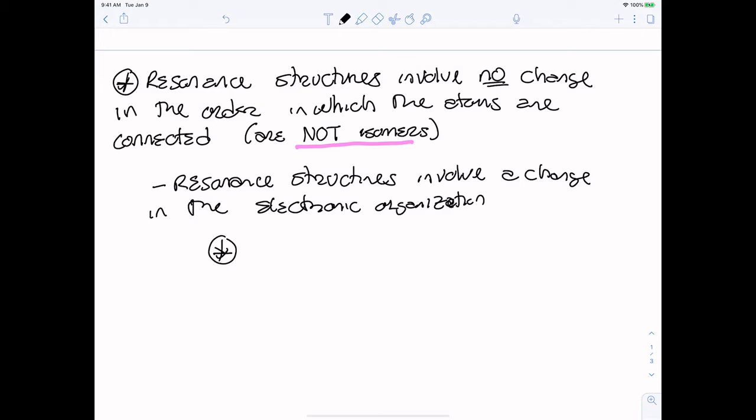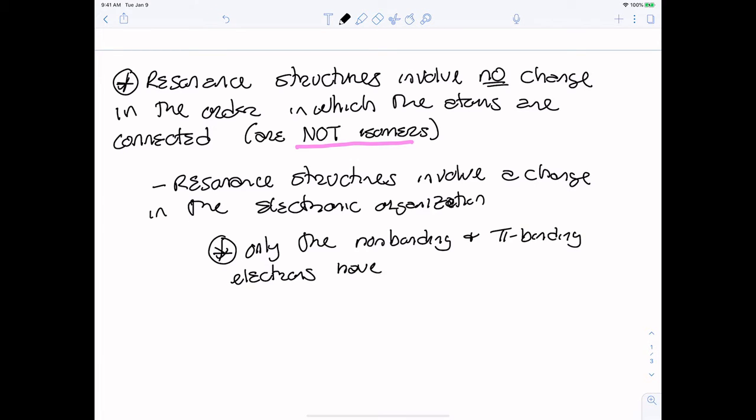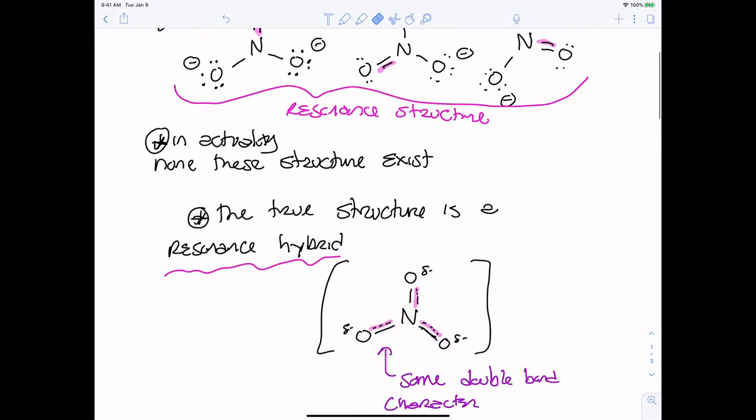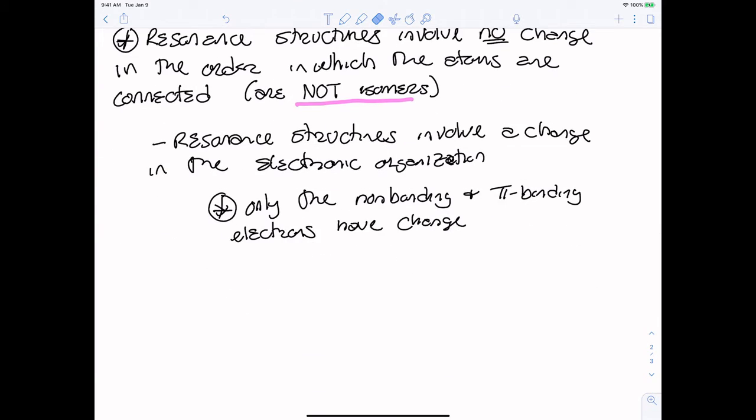So what that means, we'll give this one the asterisk with a circle around it, only the non-bonding, so our lone pairs, and pi bonding electrons have changed. And when I say change, we have to have the same number. If we had 4 pi electrons and now we just get rid of electrons, that's a change. It still has to be a valid structure, so we're just moving them. So the only thing that's different are where our lone pairs or non-bonding electrons and pi bonding electrons are. Again, if we scroll way back up and look at those resonance structures for nitrate, the only difference between them are where the lone pairs and that double bond, my pi bonding electrons, are located. Those are only going to be our changes. So only the non-bonding and pi bonding electrons have changed.